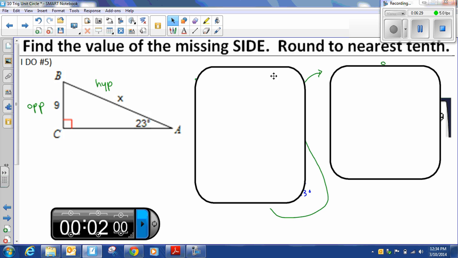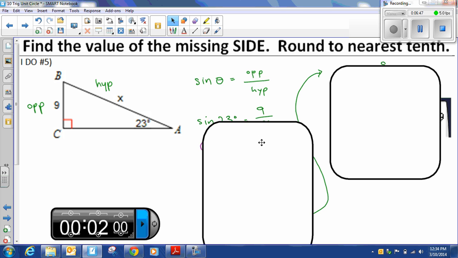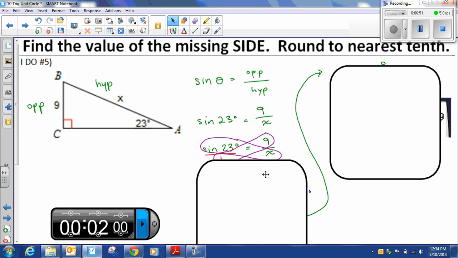Find the value of the missing side, round to the nearest 10. Alright, so previously we found the missing angle, and now we're finding the missing side. Here they give us the angle of perspective, the opposite, and the hypotenuse is what we're solving for. So we're going to use sine, because sine of theta is opposite over hypotenuse. So we plug in sine 23 equals 9 over x.